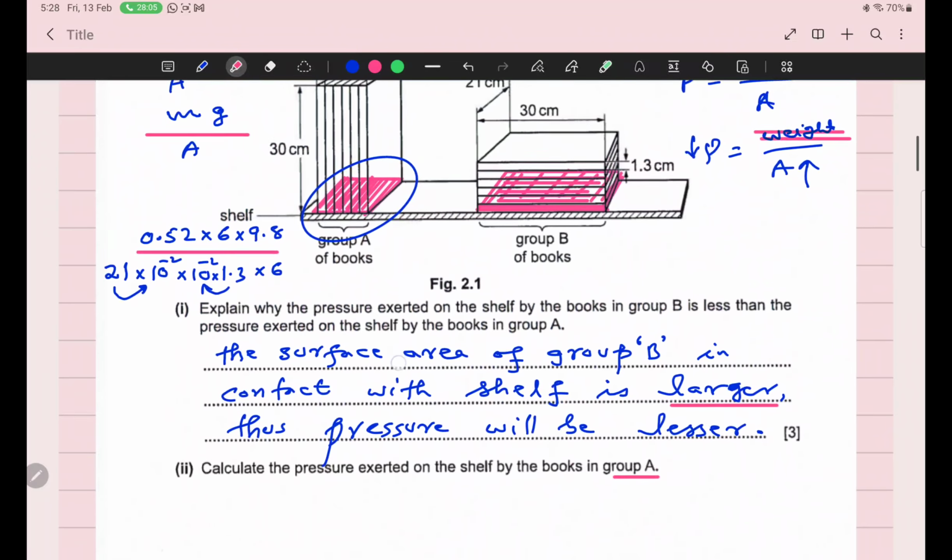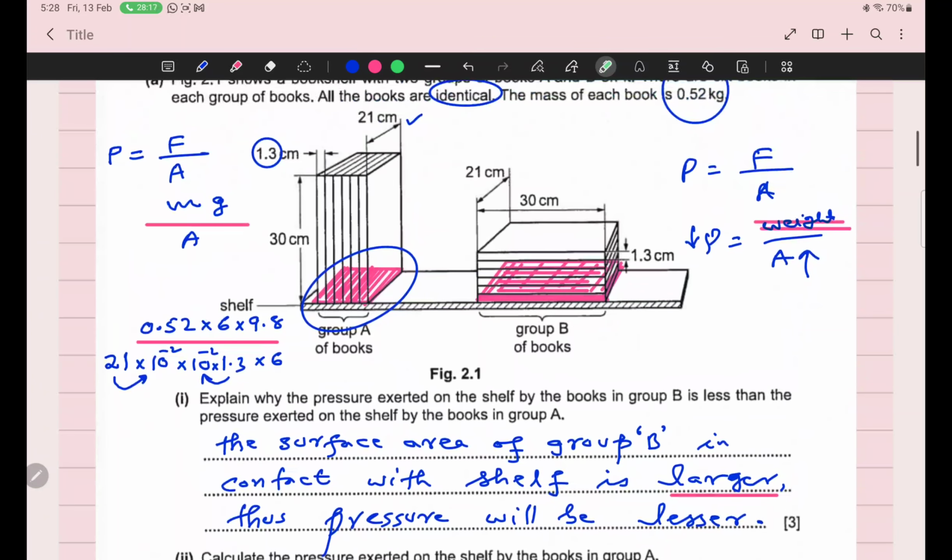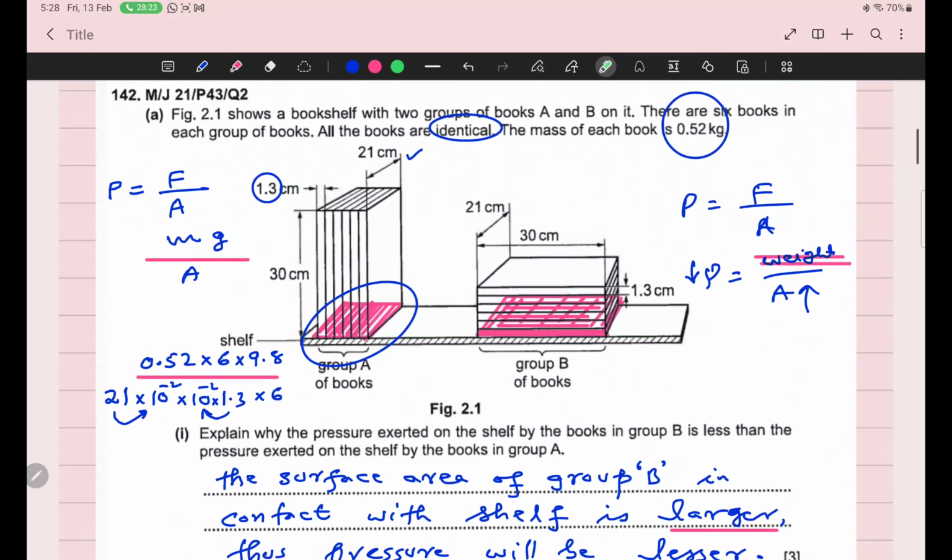But I am converting into meter. So this is 21 centimeter, so I wrote exponent minus 2. This is 1.3 centimeter, so I wrote exponent minus 2. So this centimeter is converted into meter. And there are 6 books, so I have multiplied with 6. So the final answer is, this is mass 0.52 for 6 books.